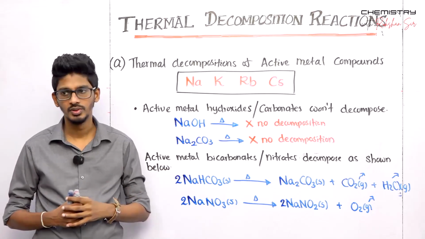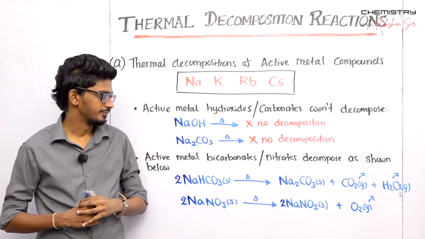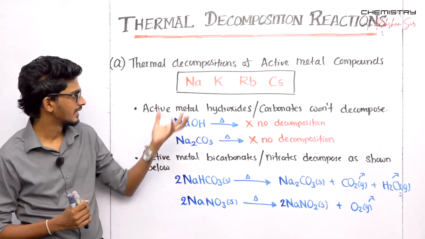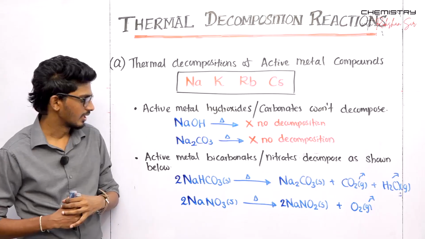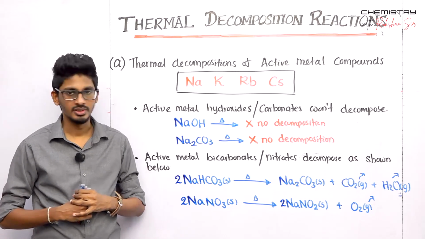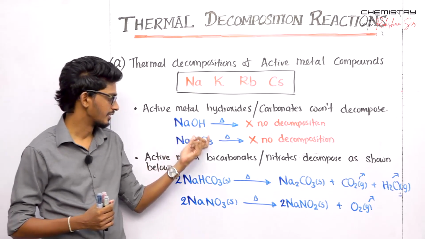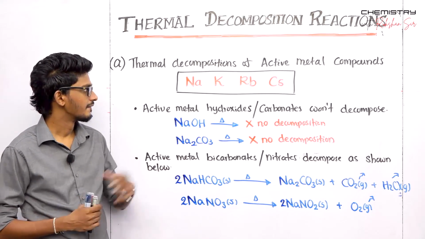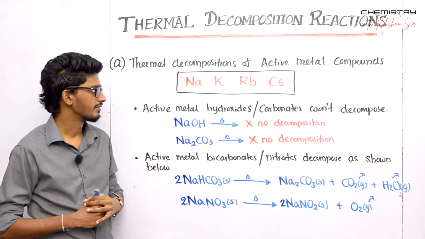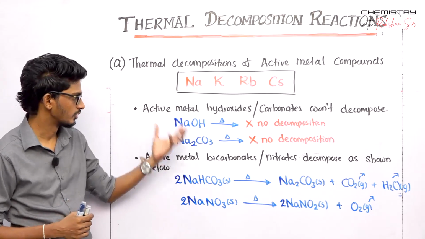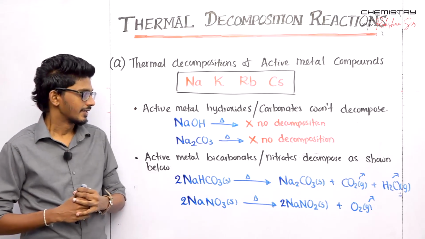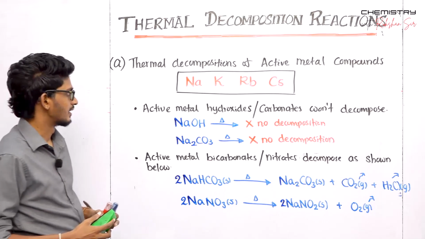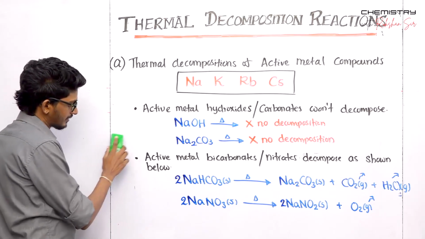Right? This is how the active metal compounds will decompose. Basically, we are concentrating on the hydroxides, carbonates, bicarbonates, and nitrates under this topic, right? Okay. So hydroxides and carbonates won't decompose but the bicarbonates and nitrates will decompose for these 4 metals, which are known as active metals, right? It is all what you should know about the active metals compound decomposition, right? Let's come up with the moderately active metallic compounds, right?